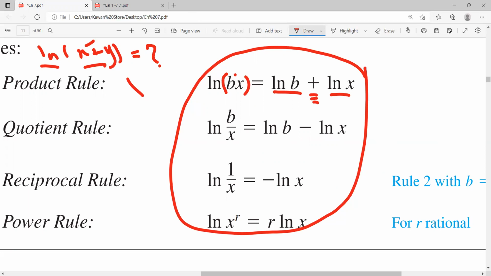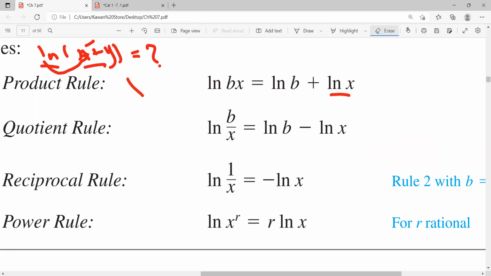Also for subtraction, we have nothing else. We have just itself. So if I want to highlight that, ln cannot distribute over addition and subtraction, but ln can be distributed over, look here, multiplication and division. Did you get the idea?